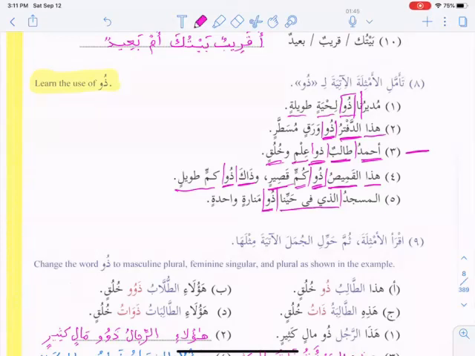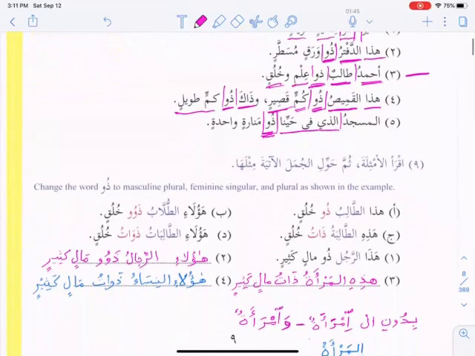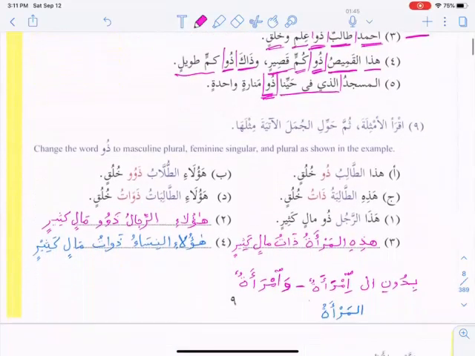So actually it can be like al-masjidu mubtada, zu khabar. Al-masjidu, the masjid has one minar. So this is your khabar. Okay, fine. Now this we did last time.